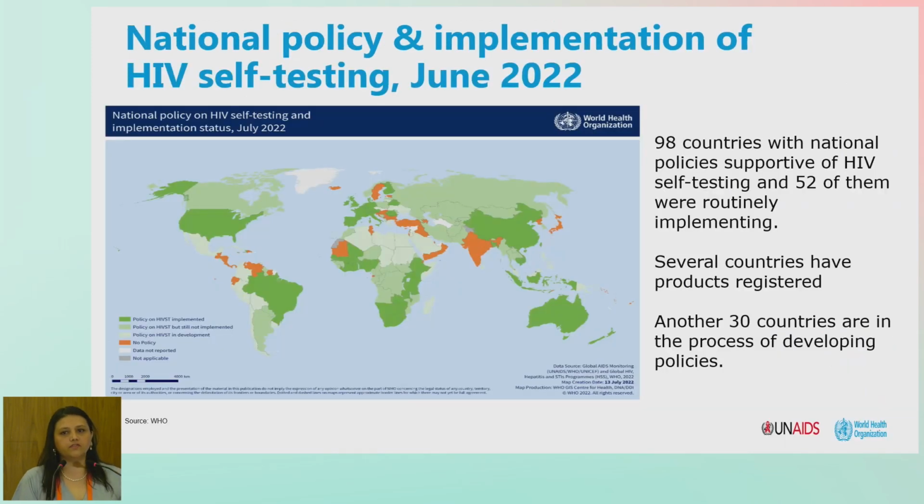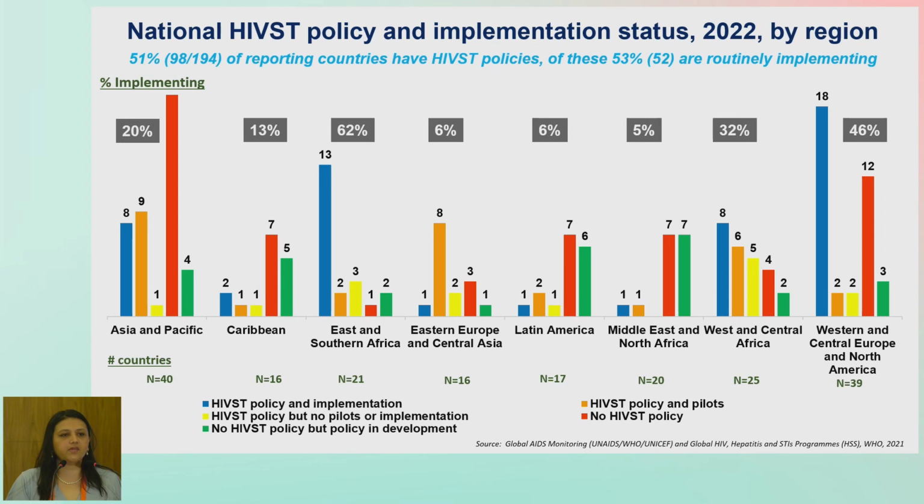Just to give you an overview of the national policy and implementation status of self-testing as per June 2022, 98 countries currently across the globe have self-testing policies, and 52 out of them routinely implement self-testing. If we see the bars on the left side, which shows you a snapshot of the Asia-Pacific numbers, I think we are still on the lower side. We still have a long way to go when it comes to HIV self-testing adaptation. Just 20% of our countries have adapted self-testing as part of their national program.